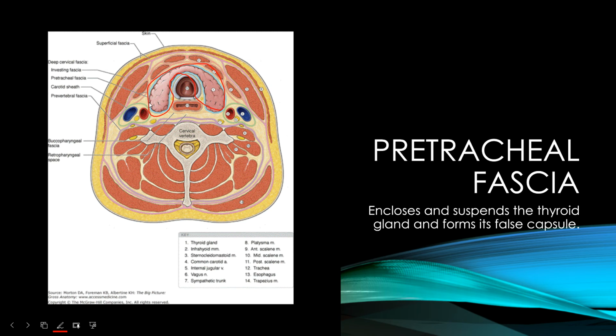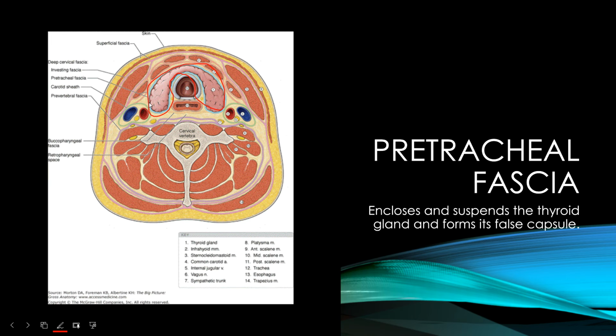Superiorly it is attached to the hyoid bone, and laterally to the oblique line of the thyroid cartilage, and more laterally the cricoid cartilage is present. Inferiorly, below the thyroid gland, it encloses the inferior thyroid vein, passes behind the brachiocephalic vein and blends with the arch of aorta and fibrous pericardium. Then on either side it forms the front of the carotid sheath and fuses with the deep sternocleidomastoid fascia.